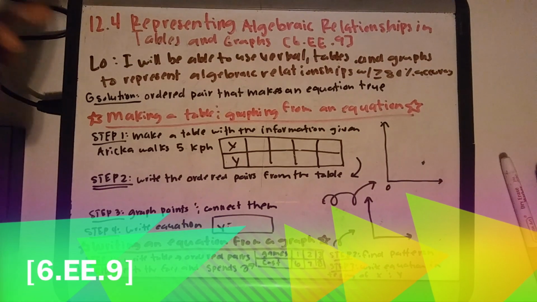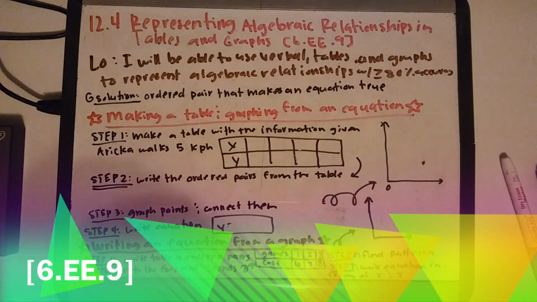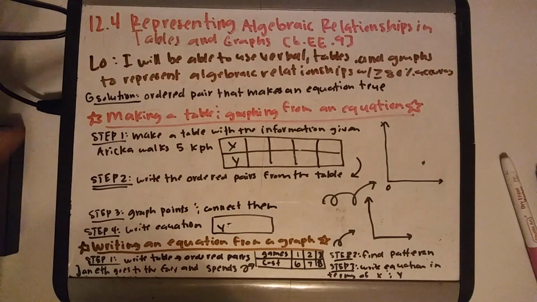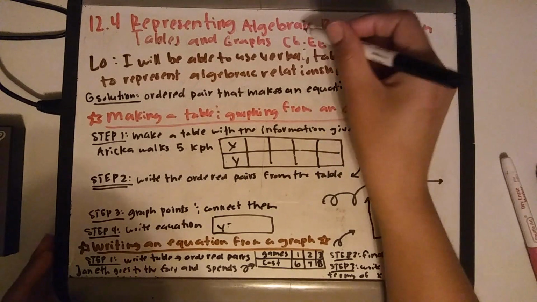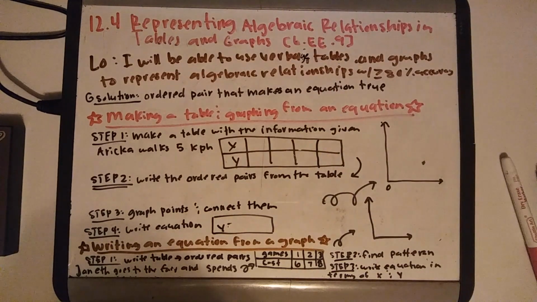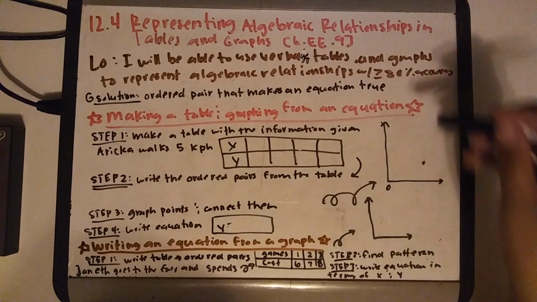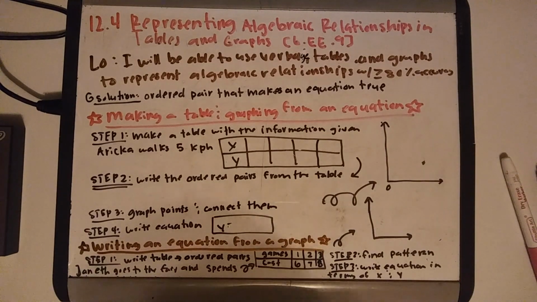Okay, guys, so this is 12.4. We're going to be representing algebraic relationships in tables and graphs. That's your standard objective: to be able to use verbiage, tables, and graphs to represent algebraic relationships. Again, always within 80% accuracy or higher.